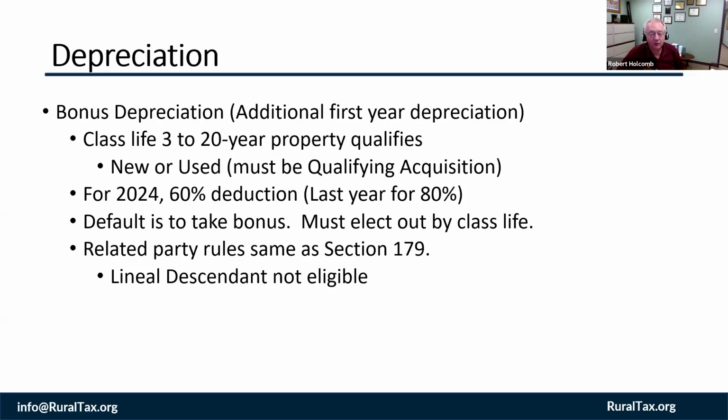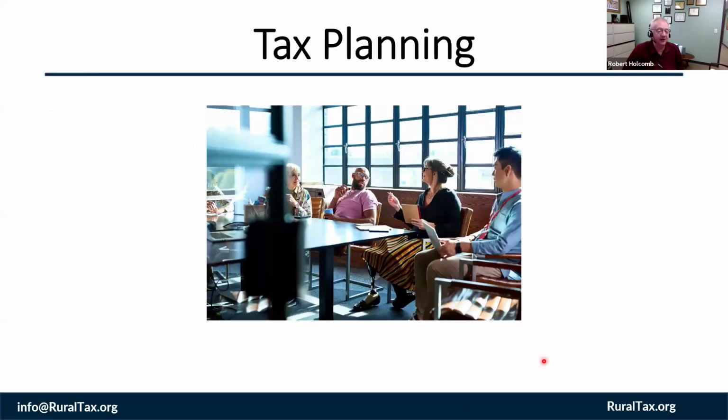Now, aunts and uncles don't qualify for that. So you can buy from the uncle or the aunt, and that's not considered a lineal descendant. All right, that's usually a question that does pop up.